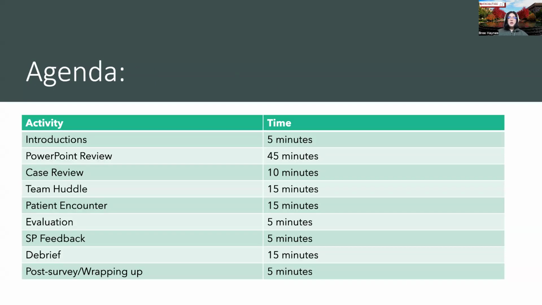Okay, so just a brief overview of what today is going to look like. You guys already did your introductions. This PowerPoint review is going to be about 45 minutes. We'll talk about your case for about 10 minutes or so, and then you will have 15 minutes in a team huddle. After that is over, you'll have 15 minutes in your patient encounter. When you guys come back to the main room after that breakout room with the patient, we're going to do a brief evaluation called the JTOG, where you answer questions about how you work together as a team. And then we'll get some feedback from our SPs and do our team debrief, where we talk about the experience, what went well, what didn't go well, if anything, and then we will wrap up.